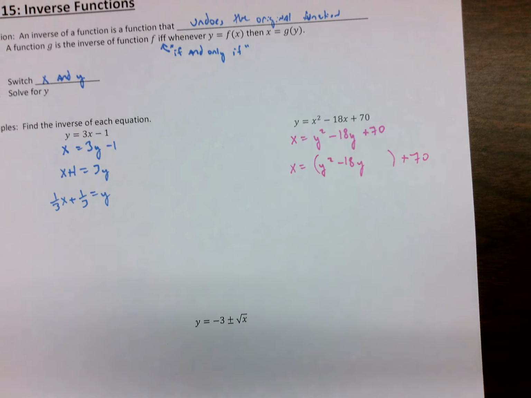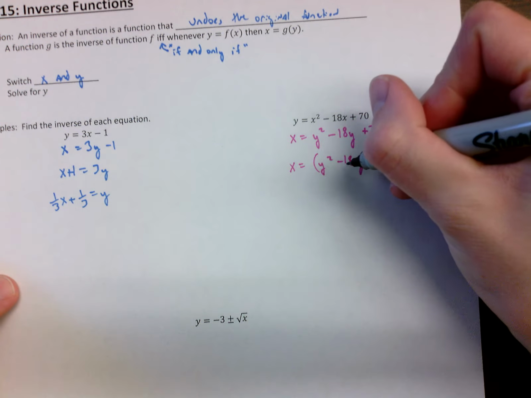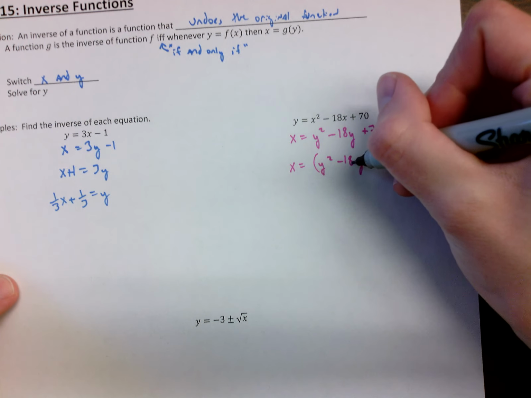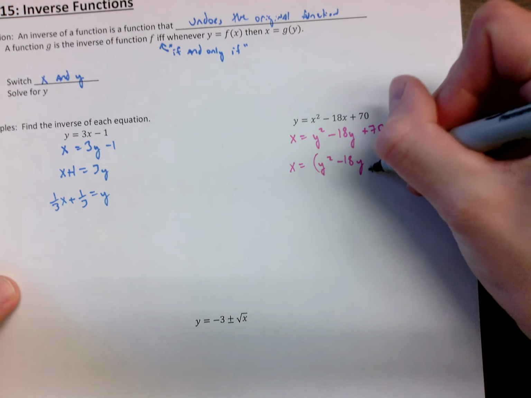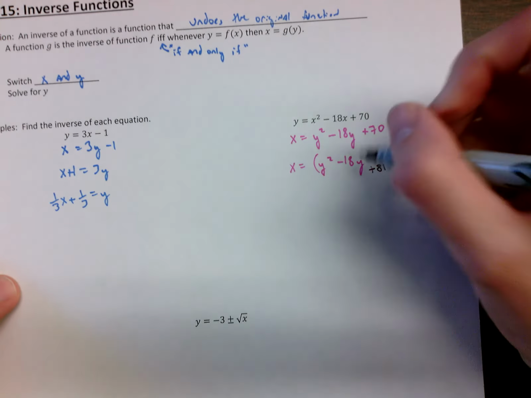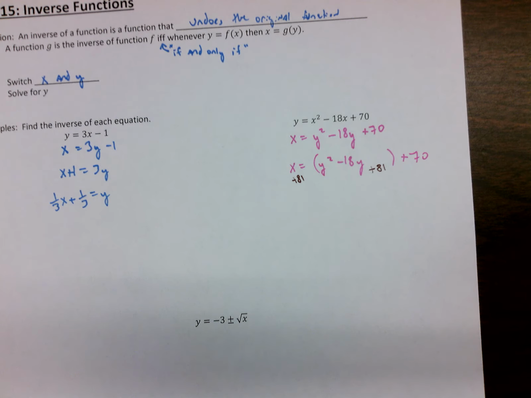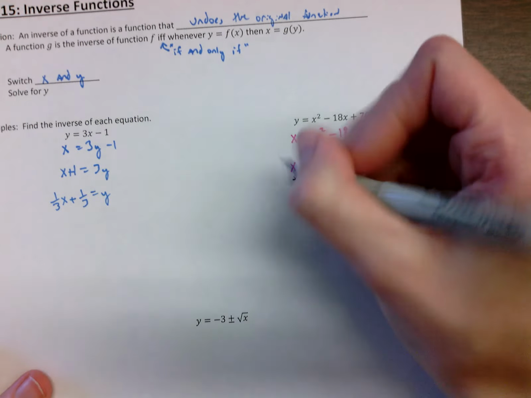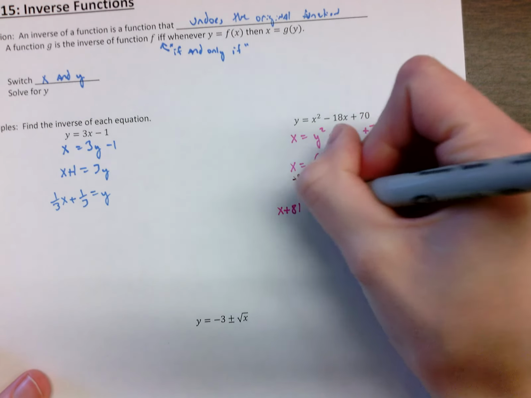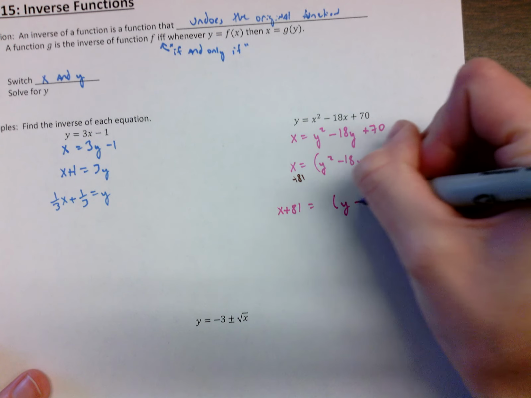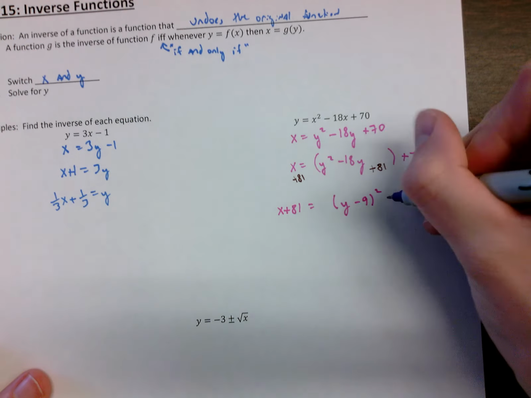Now I'm going to figure out what I need to add to both sides. The shortcut, remember, is half of this number squared. Half of negative 18 is negative 9, squared is 81. Since I added it on this side, I'm also going to add it over here. So now I have x plus 81. This I can write as y minus 9 squared plus 70.